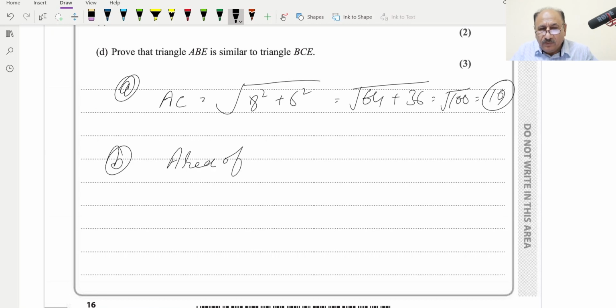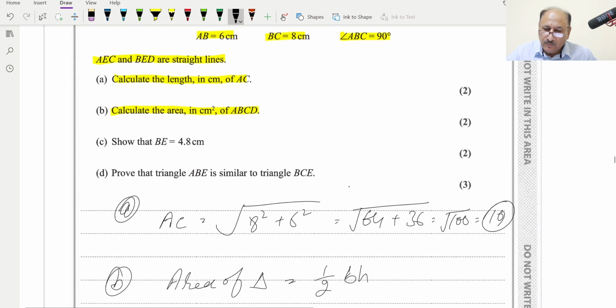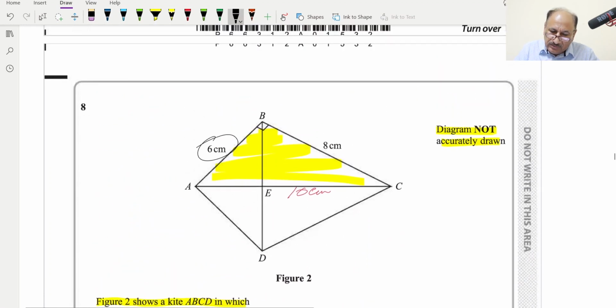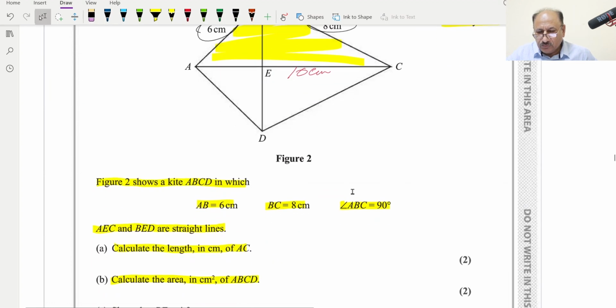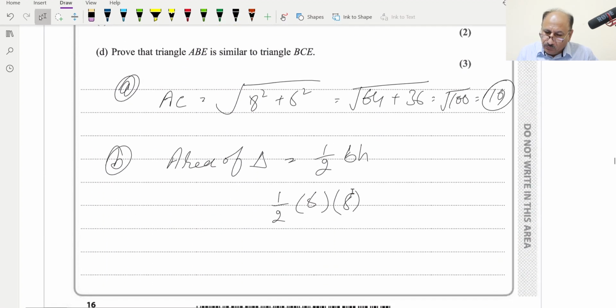Area of triangle is equal to what? 1 by 2 into base into height. So I will write H properly. Okay, so base into height. And the area of this one will be what? 1 by 2 into 6 into 8. Consider this right angle triangle. Base is this one, height is this one. So we will be calculating this. This will be 2 3s are, and this will be 24.